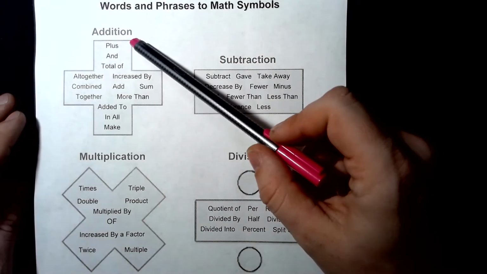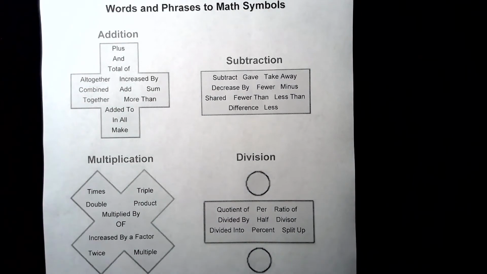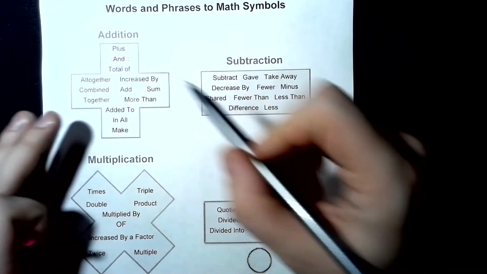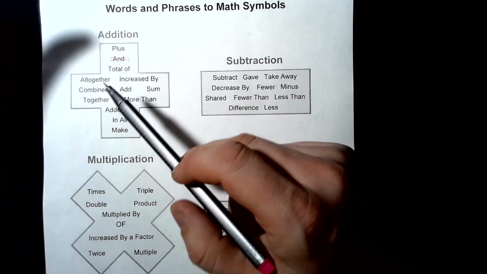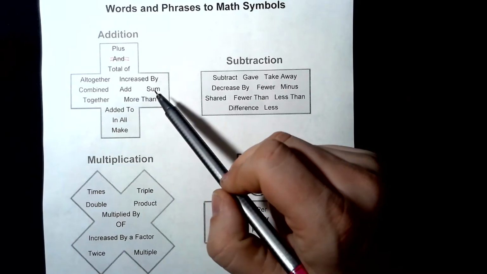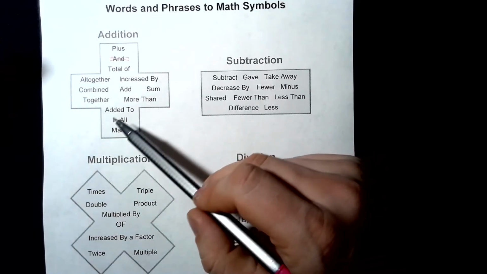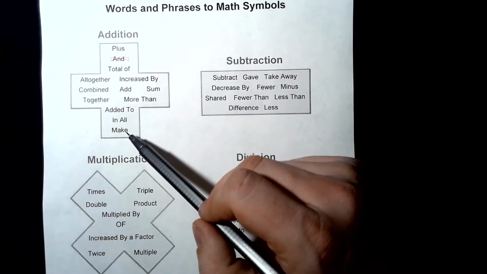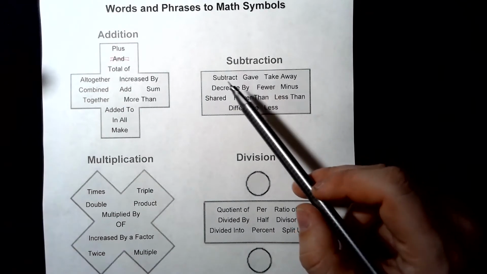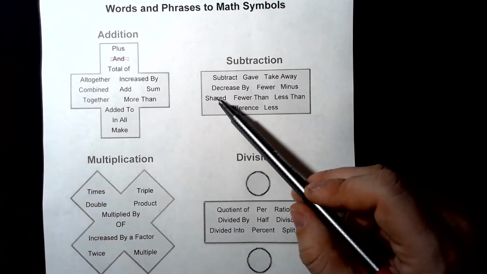Things such as plus, and really isn't a big one, and is used so often, so we can kind of cross that out. Total of, that works. Altogether, increased by, combined, add, sum, together, more than, added to, in all, make, yeah, sure, make. For subtraction, we've got subtract, gave, take away, decreased by, fewer, minus, shared.